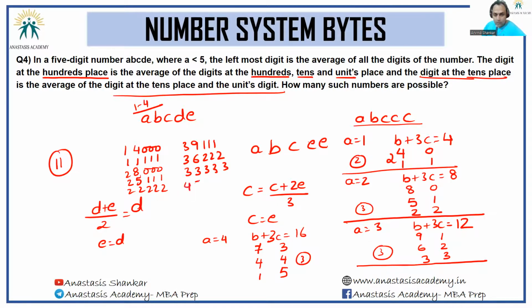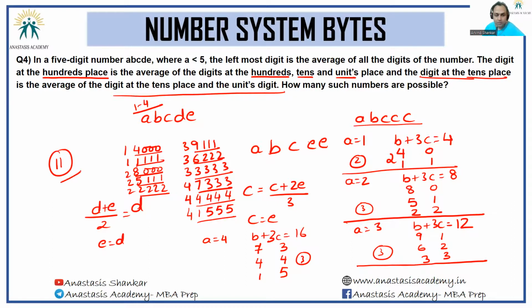Then I have 47333. Okay. Then I have 44444, and I have 41555. The last 4 digits should add up to 16 in these 3 cases. Yes. The last 4 digits should add up to 12 in these cases. Yes. The last 4 digits should add up to 8 here. Yes. The last 4 digits should add up to 4 here. Yes. This should be the right answer.